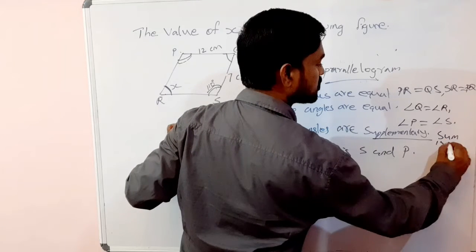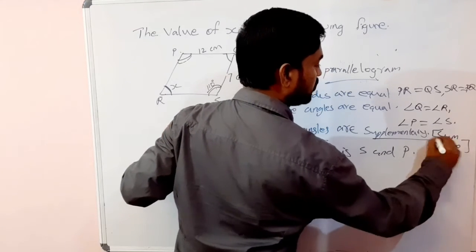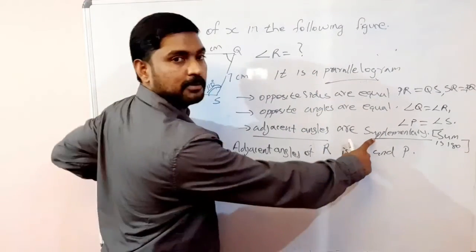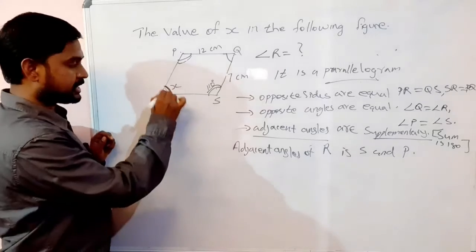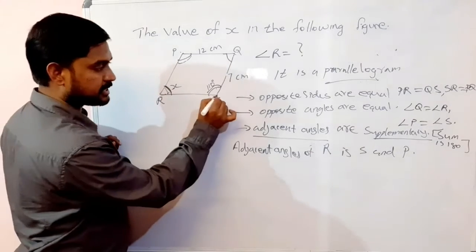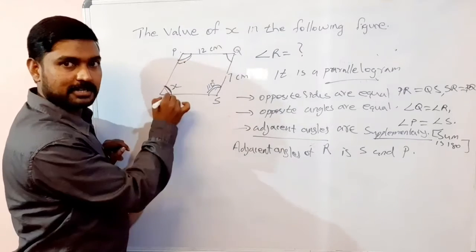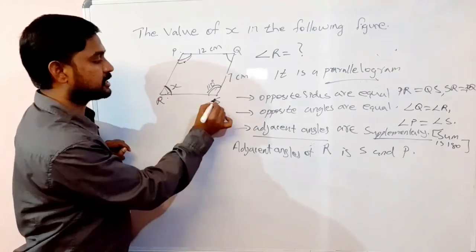Sum is 180. If the sum is 180, we call those angles supplementary. So we require this x. X's nearest angle is S, which is given. So we don't want to select P. P is also nearest, but we are going to select X and S.